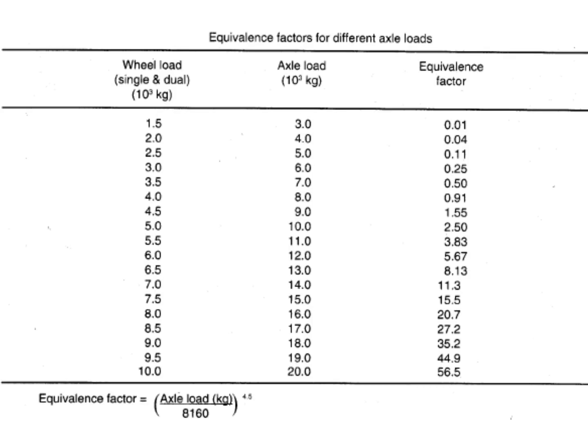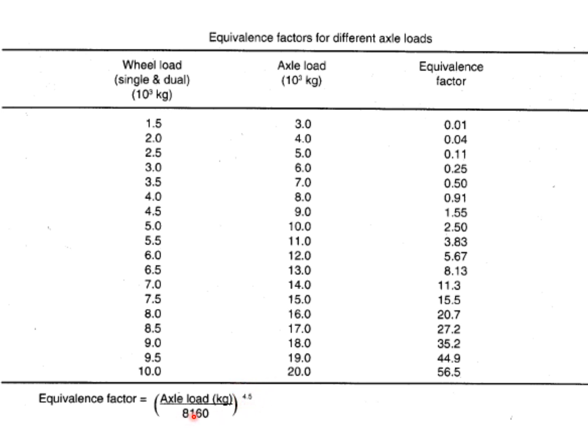And here you can see the equivalence factors for different axle loads. Keeping in mind that we are studying Road Note 31, here you can see the formula for the equivalence factor or the load equivalency factor. You are familiar with this formula, but look at this: here the power 4.5 is being used because this is Road Note 31.